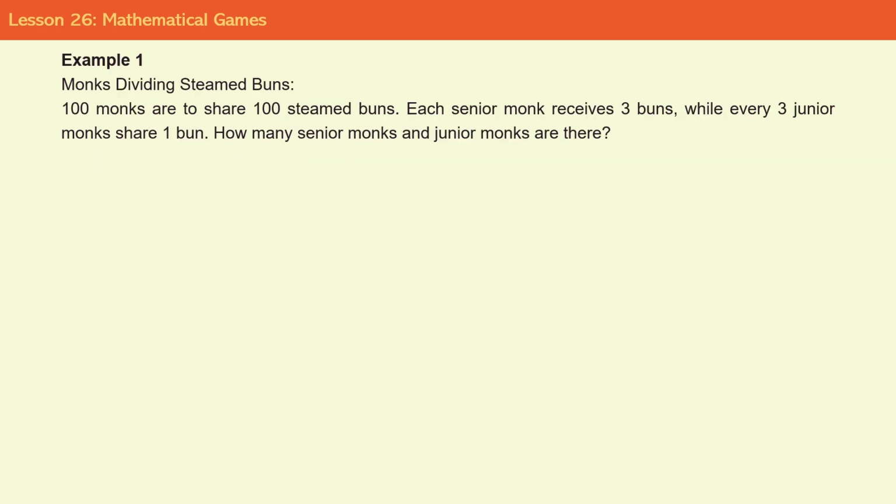Example 1. Monks dividing steamed buns. 100 monks are to share 100 steamed buns. Each senior monk receives 3 buns, while every 3 junior monks share 1 bun. How many senior monks and junior monks are there?